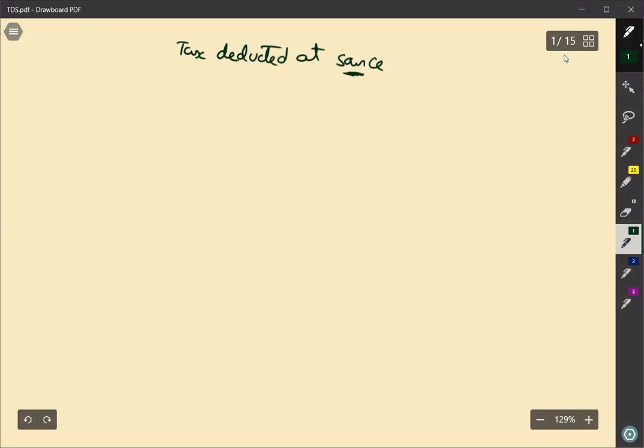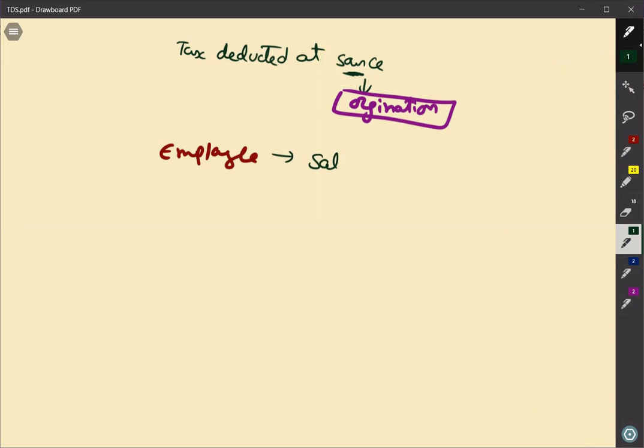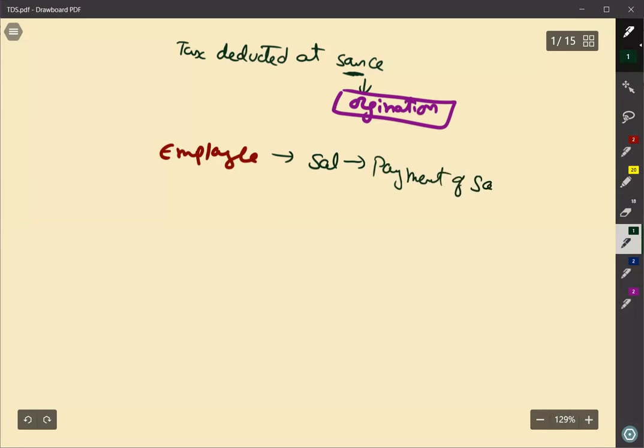So now, tax deducted at source. What is the meaning of source? Source is something I can call origination. So tax has to be deducted at the origination. Means what? Say you are an employee in an organization. When you are an employee in an organization, you will be getting salary. So what is the source? Payment of salary is the source. So at the time of payment of salary, what does the employer have to do?